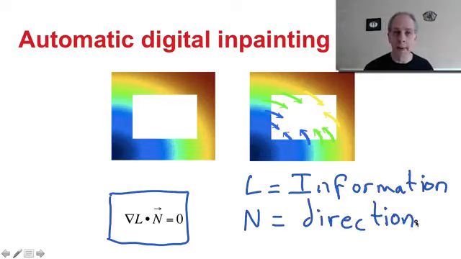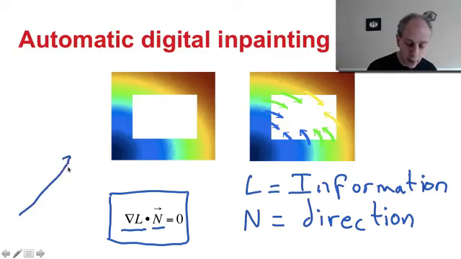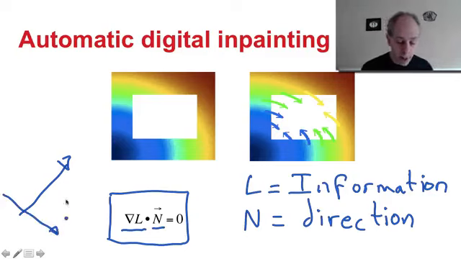Now look what happens here. We have gradient L, meaning the change of L, inner product with N equals 0. This is the change of L, and because of the inner product it is projected onto N, the direction of propagation, and we want it to be equal to 0. So this is of course a vector. It's the gradient of information. And we want that vector to be perpendicular to the direction that we are propagating. And so this is going to be the gradient of L, and this is going to be the direction.